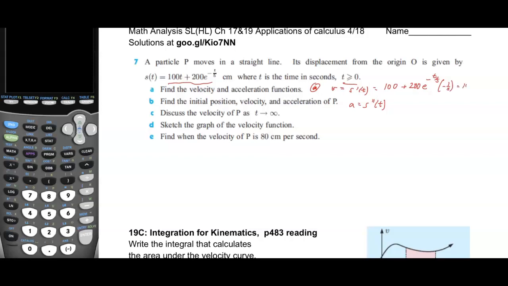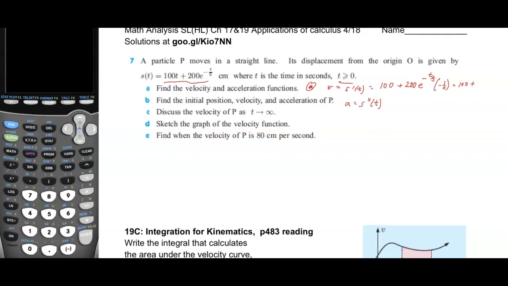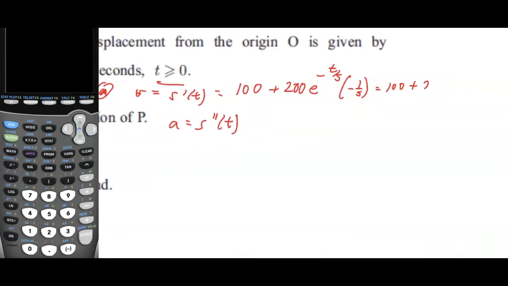Simplifying, 100 plus 200 divided by 5, right? Which would be, and also negative. So I'm just going to put negative 200 divided by 5 would be 40 e to the negative t over 5. So that's our s dash function.